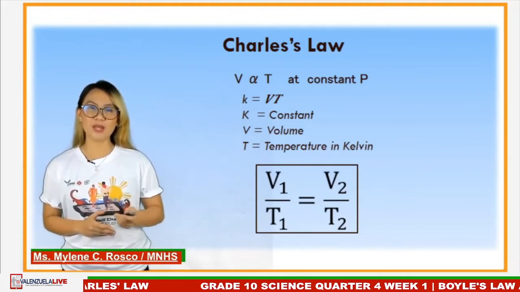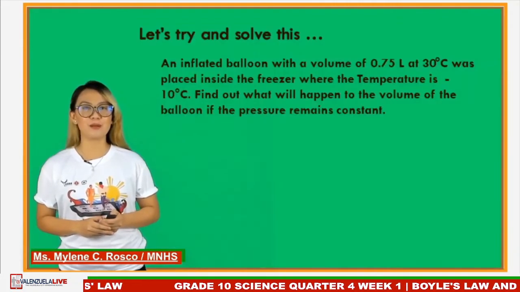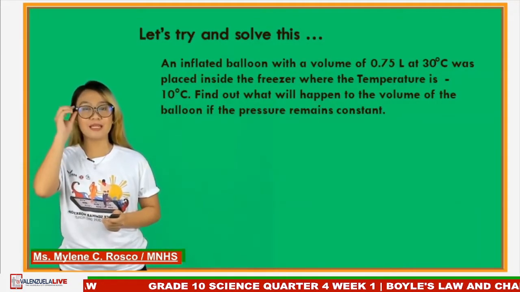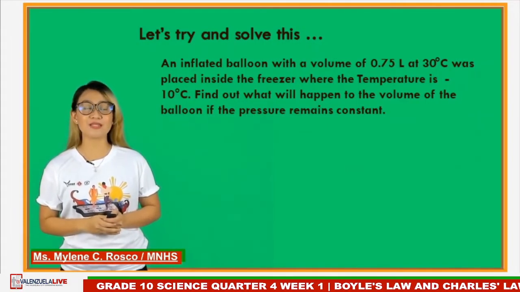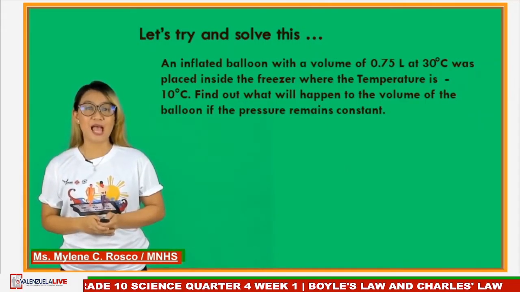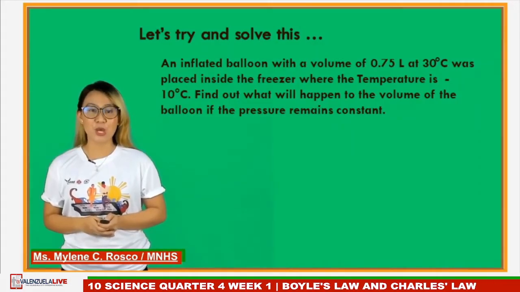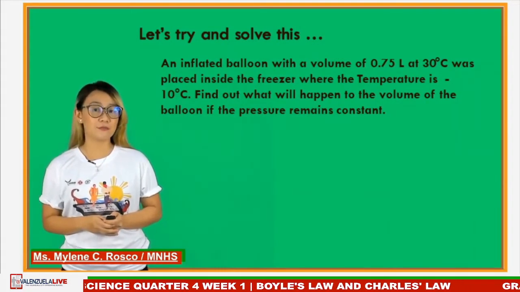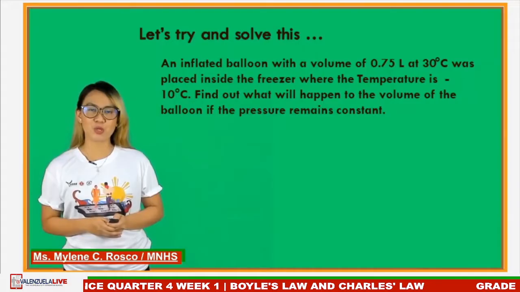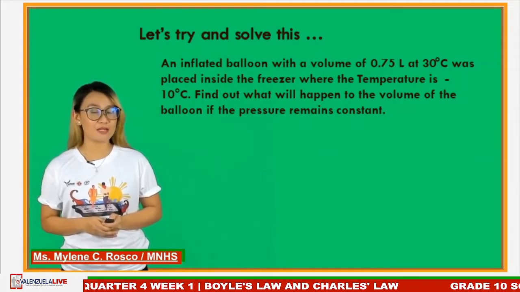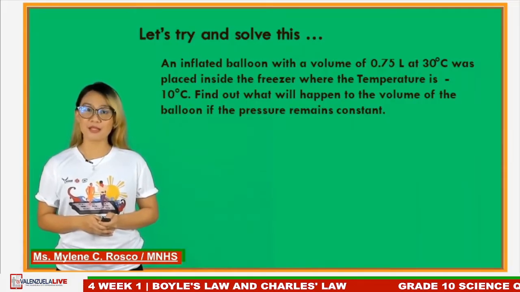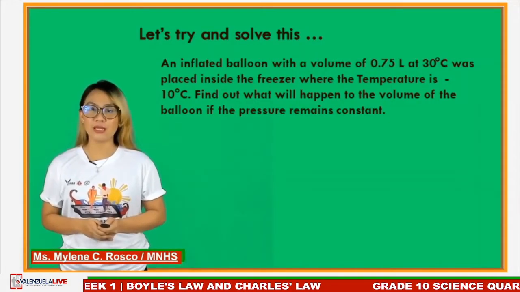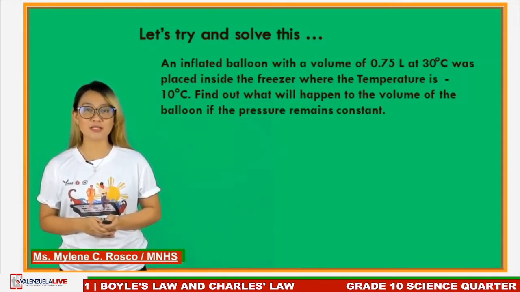Now, let us try to answer this simple problem. An inflated balloon with a volume of 0.75 liters at 30 degrees Celsius was placed inside the freezer where the temperature is negative 10 degrees Celsius. Find out what will happen to the volume of the balloon if the pressure remains constant.